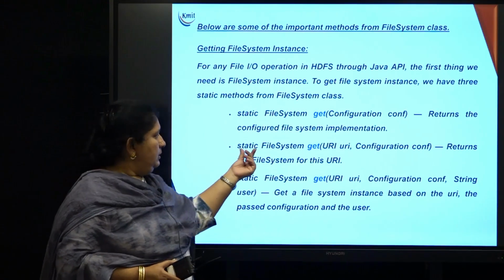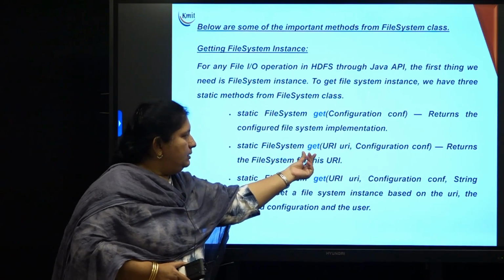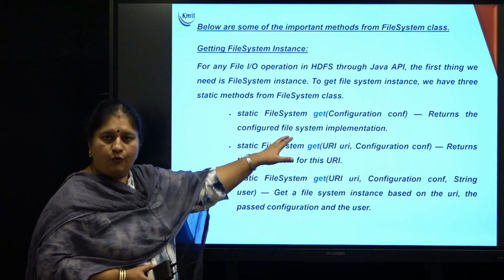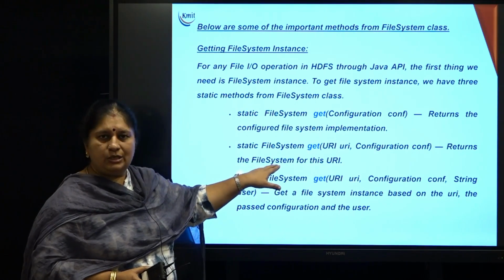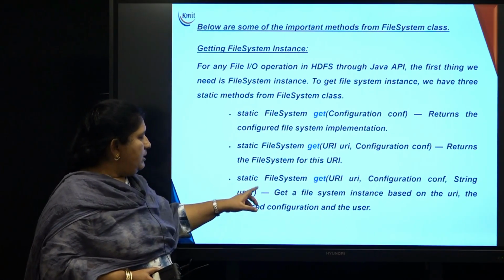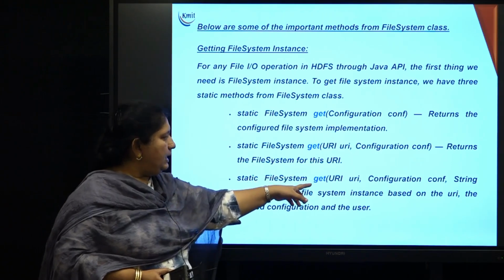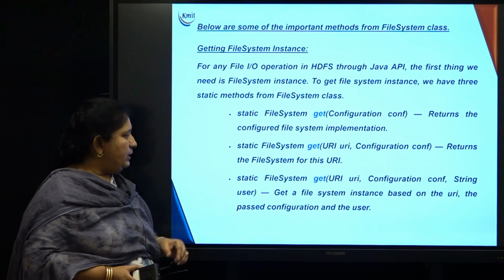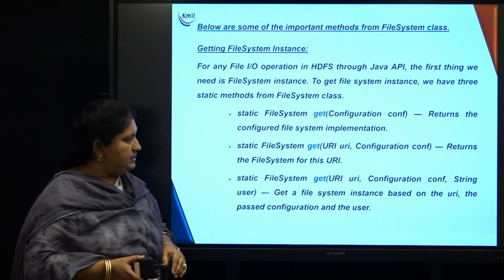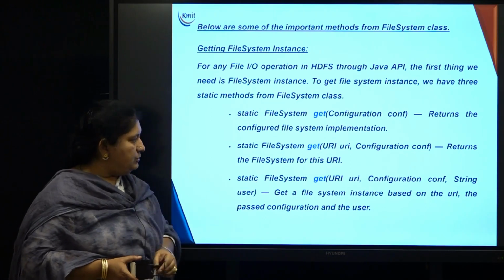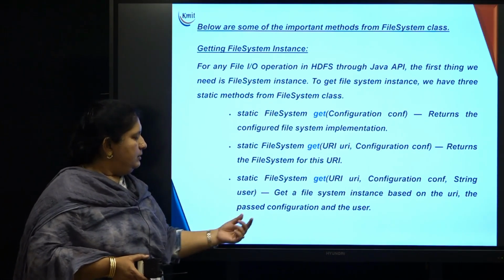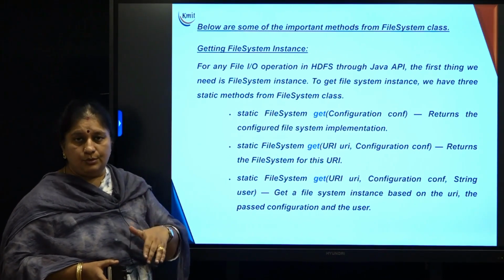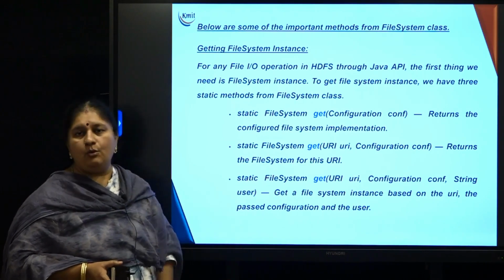The next one, static FileSystem get with URI and the configuration. It will tell, for that specific URI, what is the configuration that is set. The next one, static FileSystem get with URI, configuration and username. This one gets a file system instance based on the URI you are specifying and depending on the configuration and the user. The user is allowed to work with what configuration and what URI.